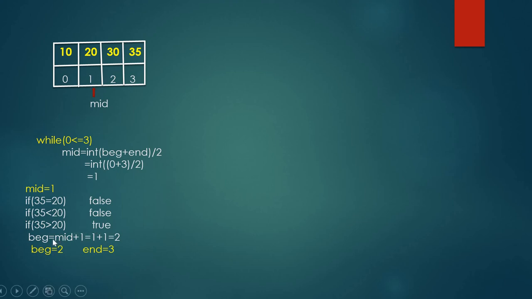That is true. In that case, which one do we need to change? See here, this 35 is greater than this 20, so we need to avoid this part. So for that, we need to change the beginning position from this 0 to this 2. That is beginning is equal to mid plus 1, that is 1 plus 1 equal to 2. Then we get beginning is equal to 2 and end is equal to 3.